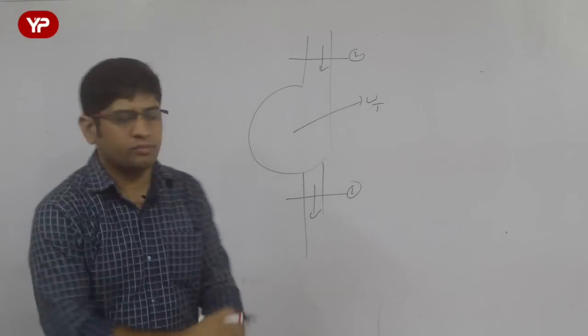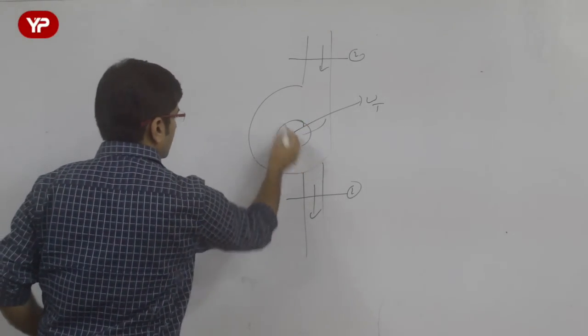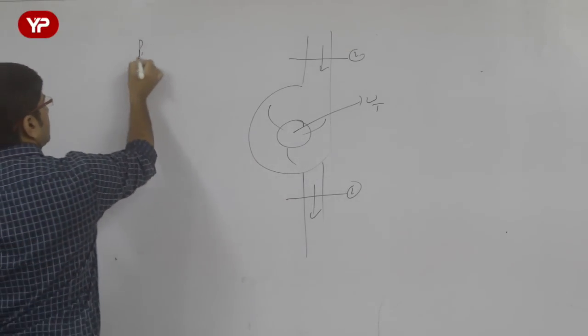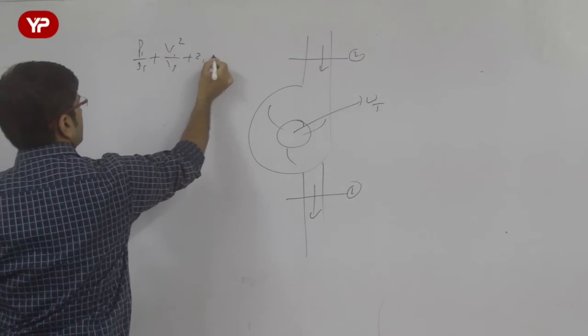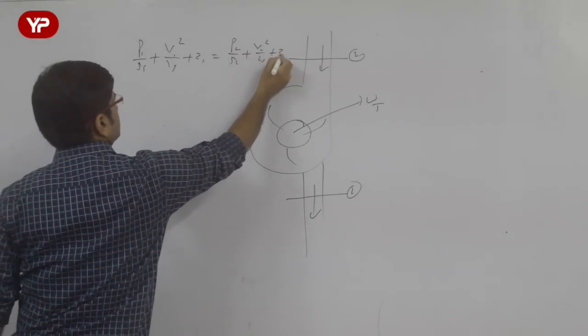Turbine is a centrifugal mechanism. Let's say the shaft and the blades are mounted on that. This is how the turbine is installed. Now how to write the equation? P1 by rho g plus V1 square by 2g plus Z1 is equal to P2 by rho g plus V2 square by 2g plus Z2.